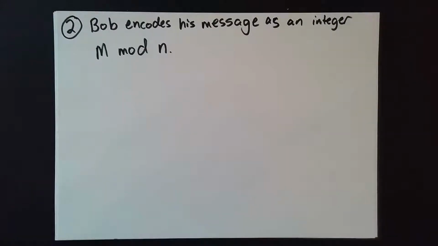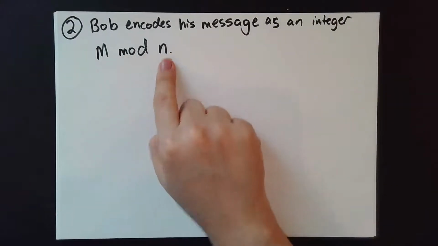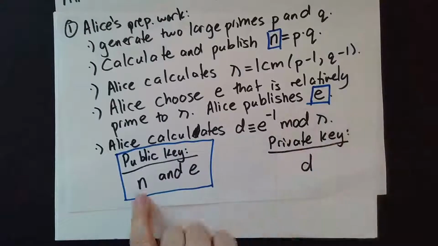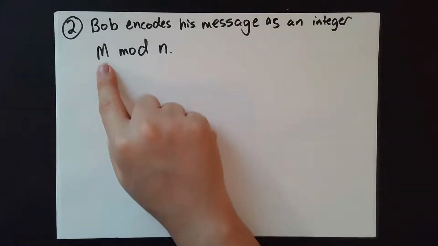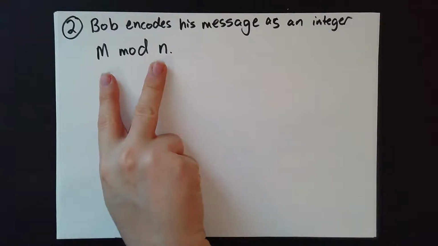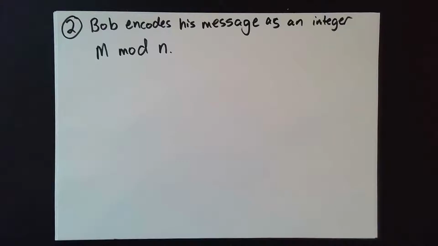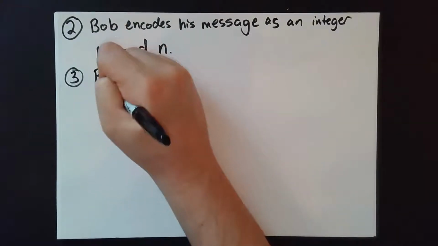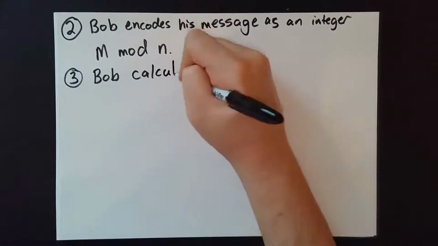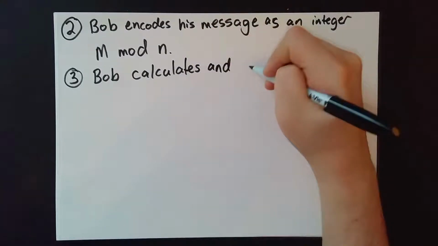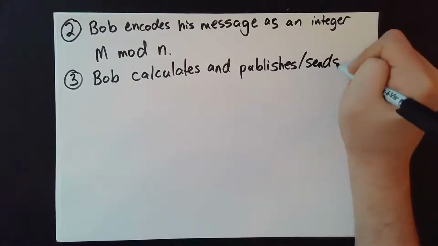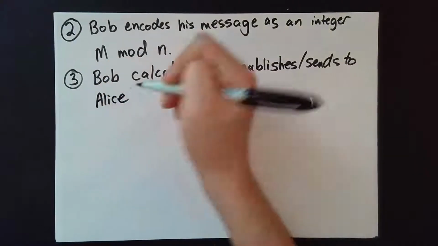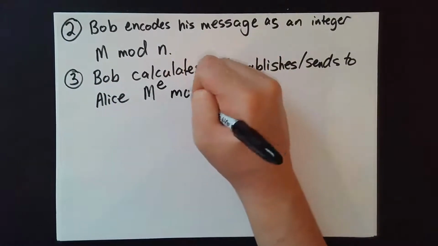Remember, if Bob's message is too long to encode as a message mod n, and this n, by the way, is the same n from the public key, just to emphasize, then Bob just breaks the message up into pieces until it fits. Next, Bob calculates and publishes, or if you want to say sends to Alice, m to the e mod n.